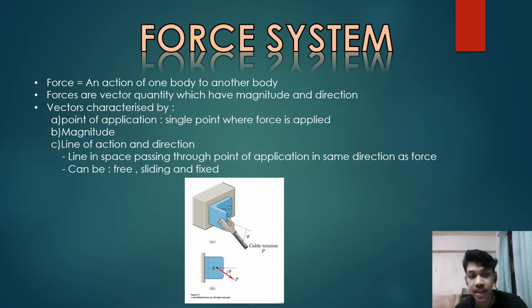Meanwhile, the second characteristic is that it must have a magnitude, which is a value. The third characteristic is that it must have a line of action and direction. A line of action is a line in space passing through the point of application in the same direction as the force. It can be free, sliding, or fixed. Going back to our diagram, you can see force B. It has a line of action and the direction is toward here. This is what we call the line of action, which is the red arrow.